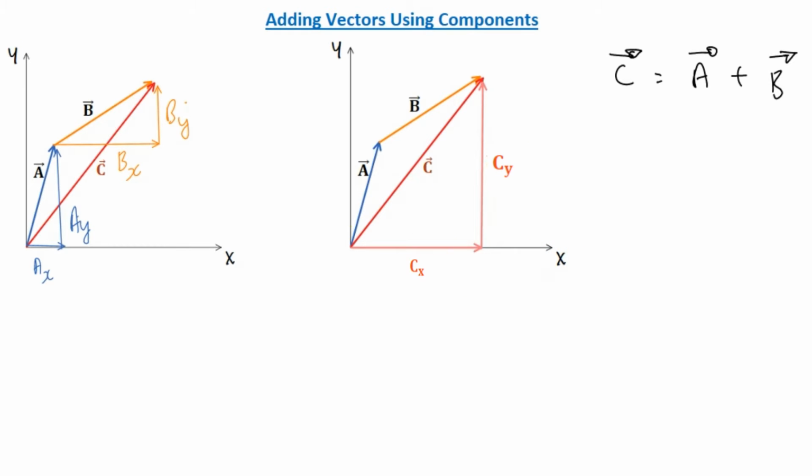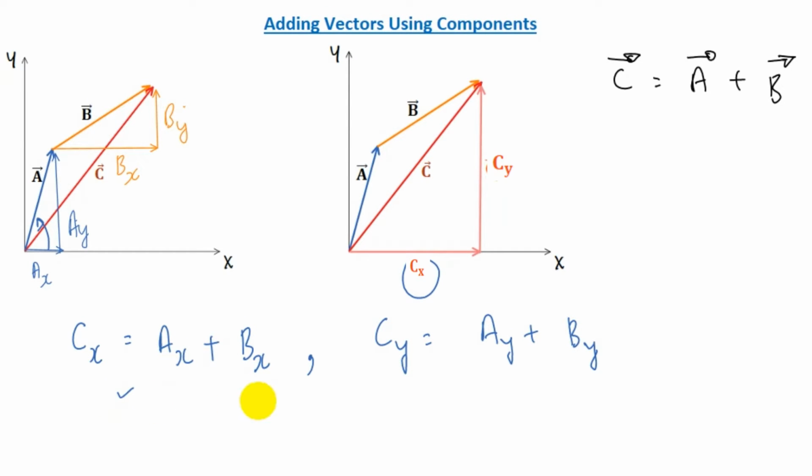Now by comparing these two figures we can write that the x component of the C vector is equal to the sum of the x component of the A vector plus the x component of the B vector. We can write this as Cx is equal to Ax plus Bx. Similarly, Cy is equal to Ay plus By. Once we have the values for Cx and Cy, we can easily calculate the magnitude of the C vector and its direction theta.